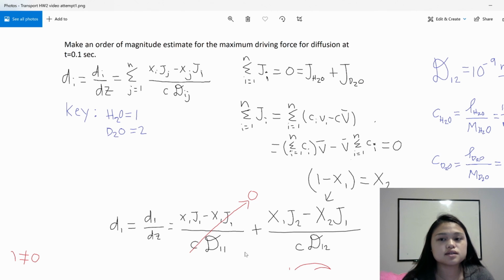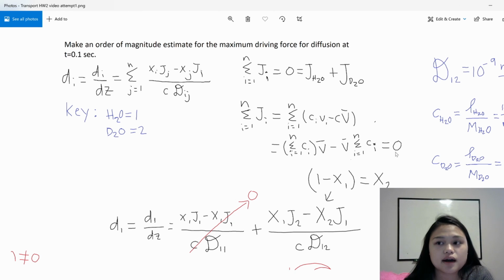Okay, so now we're going to look at the second part of this problem. We want to make an order of magnitude estimate for the maximum driving force for diffusion at a time of 0.1 seconds. So this is the equation for the driving force, and I'm going to simplify this by making H2O equal 1 and D2O equal 2 for the values that I will use for I and J, just so it's easier to write into the equation. Over here, I'm showing that the summation of the molar diffusion fluxes are going to equal 0. And I can prove that using this given equation and simplifying it so that it equals 0.